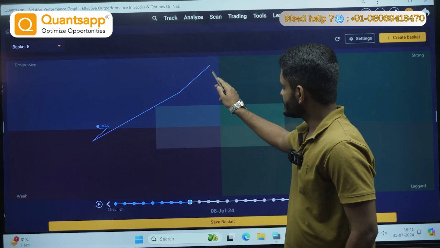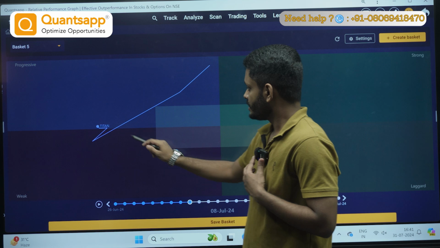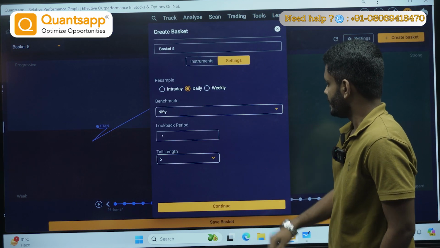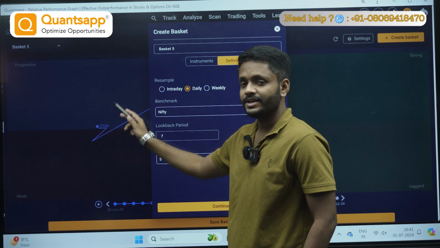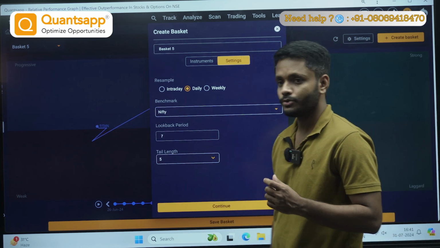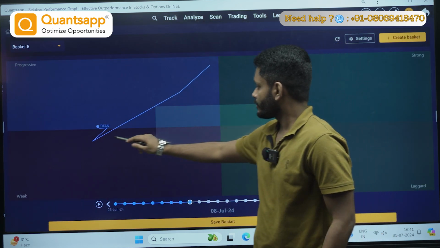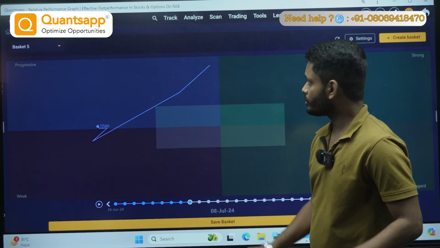So see, this is tail length. You are not supposed to delete the tail length. Keep the tail length. If you go to settings and see, here the tail length is 5, so keep it on. If you make it 0, this tail length will vanish, so it will be difficult for you to gauge from where it came to progressive zone. From weak it came to progressive, and on 8th July Titan is placed in the progressive quadrant.